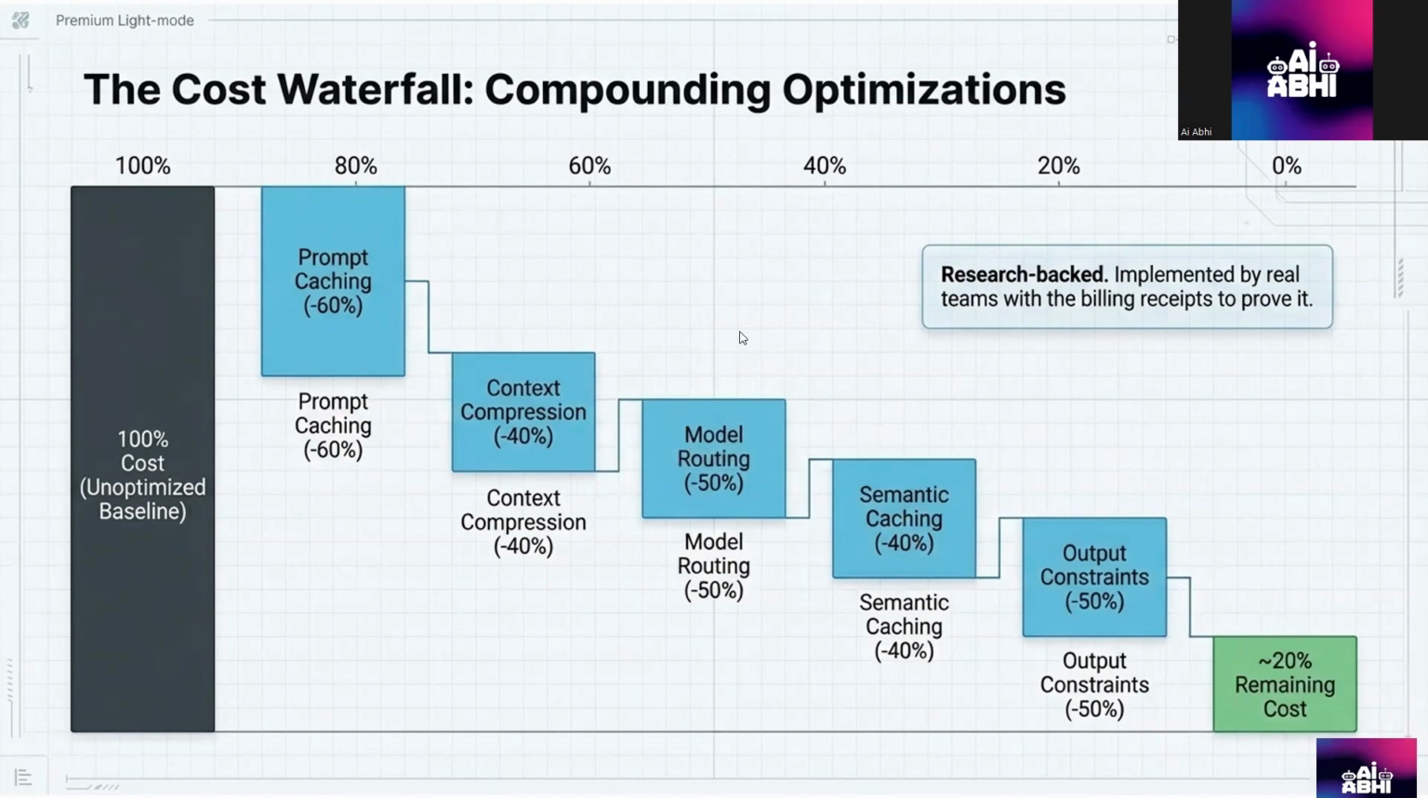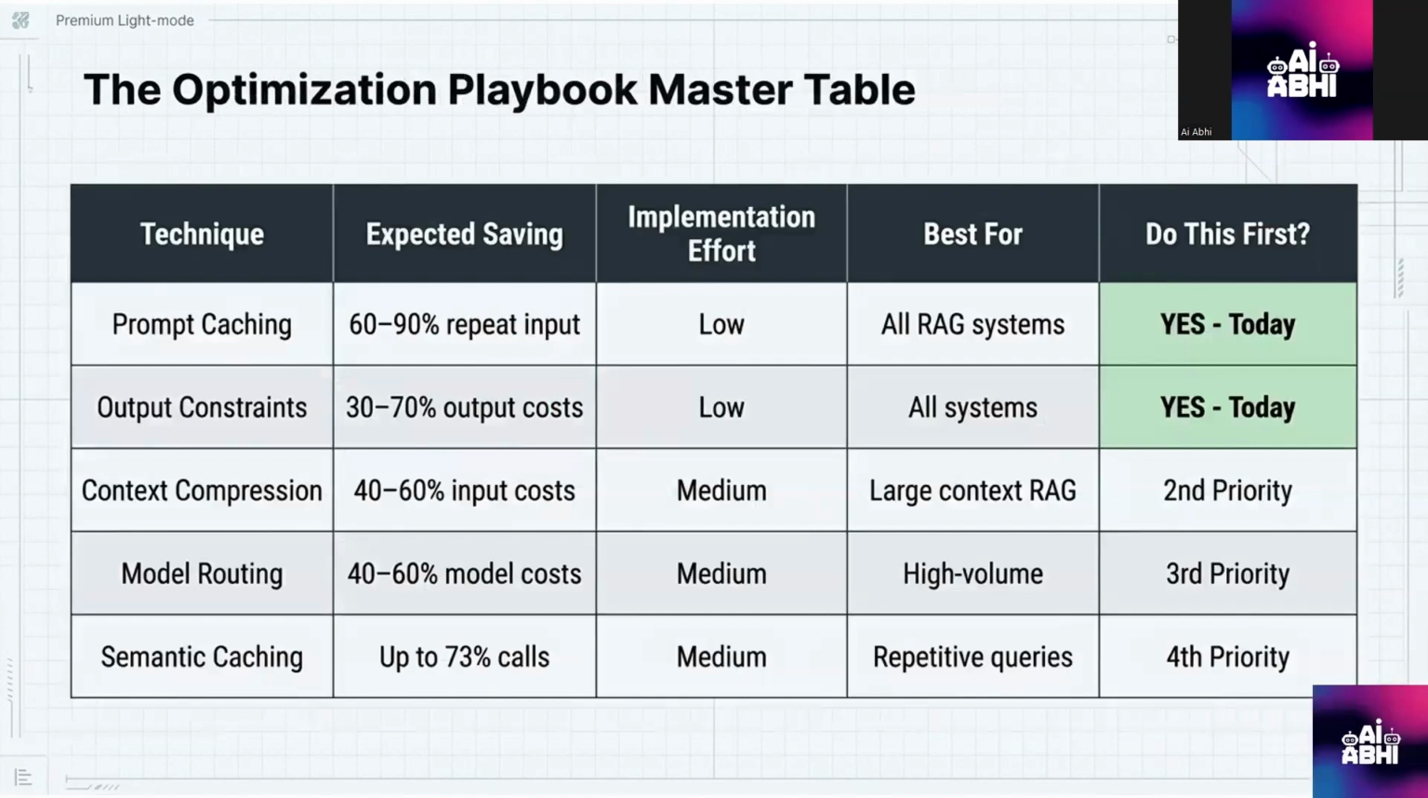So this is how we reduce 80% of the cost. So let's move on to the next slide. As you can see here, you can take a screenshot of these 5 techniques. Just to recap, in prompt caching, the expected saving is the highest compared to other methods. Here the effort is low. We restructure the prompt order and it's best for all RAG systems. So this can be done first.